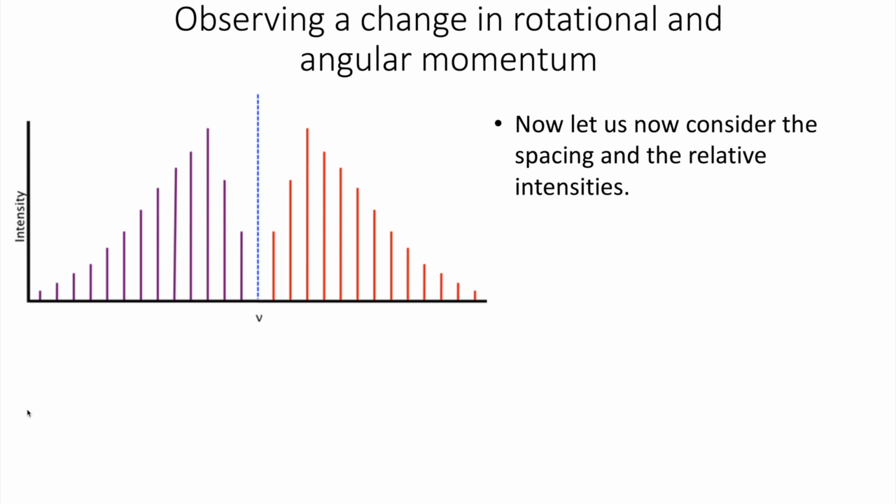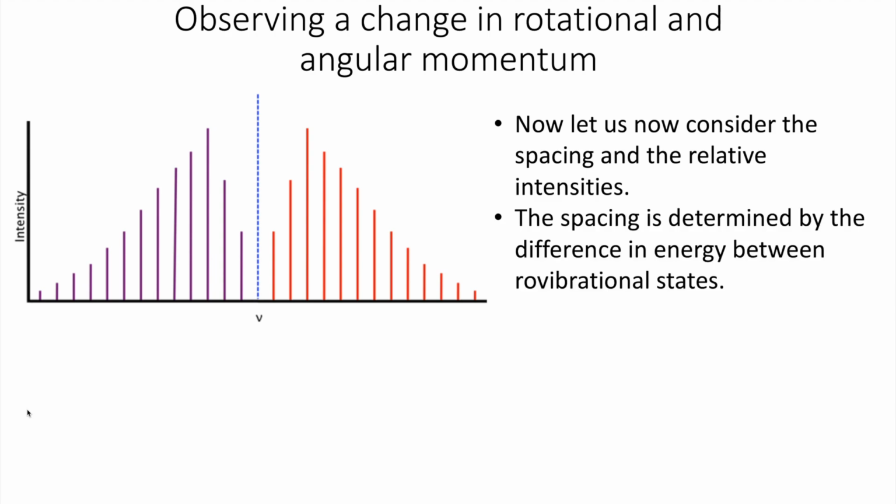And let's look at the spacing and the relative intensities, right? So why are these peaks spaced apart the way they are, and why are some more intense, in other words, higher than others? Well, of course, the spacing is determined by the difference in energy between these rovibrational states. So, as usual, higher frequency is higher energy.